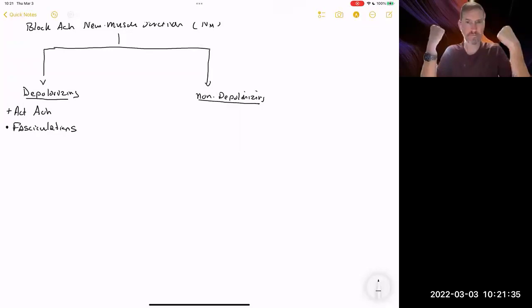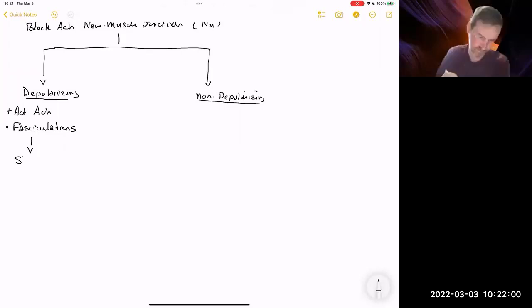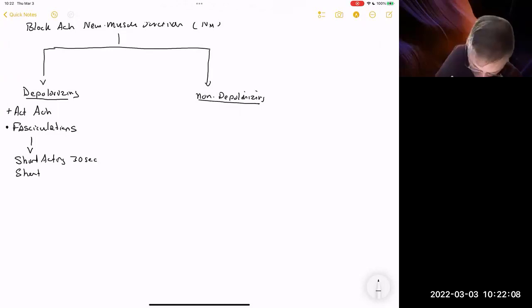It's something somewhat similar with depolarizing agents. You get a permanent block that occurs, and then the muscle becomes paralyzed. So it depolarizes, it fasciculates, and then it becomes paralyzed. The depolarizing neuromuscular blockers are very short acting, typically onset within about 30 seconds, and they have a very short duration of action, approximately 5 to 7 minutes.